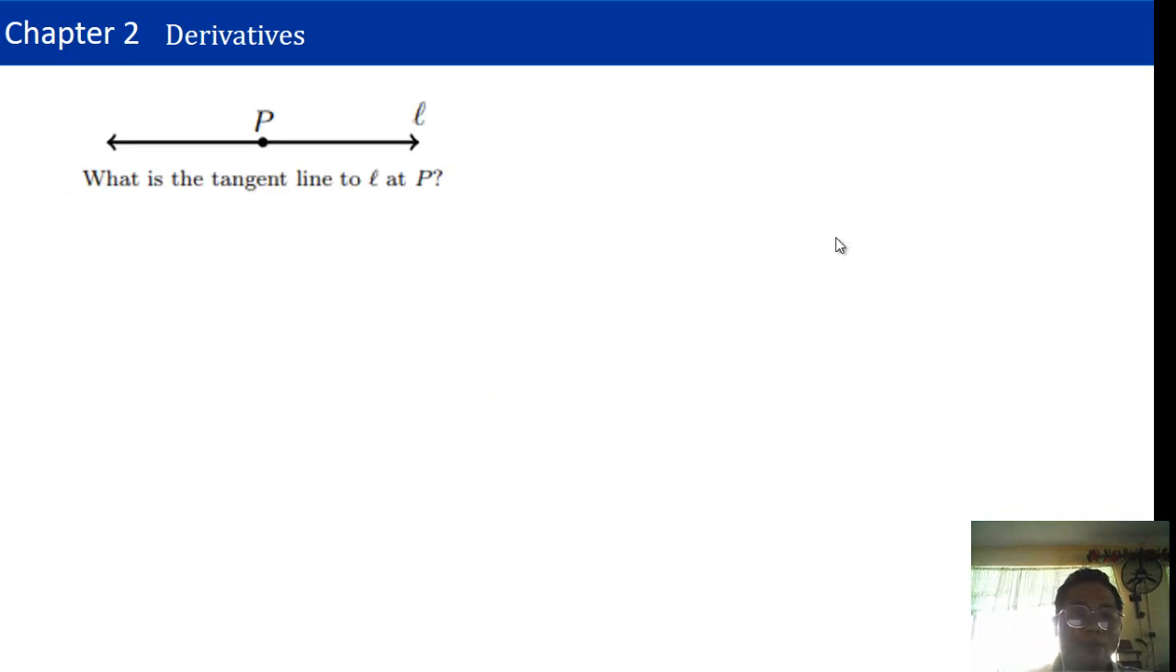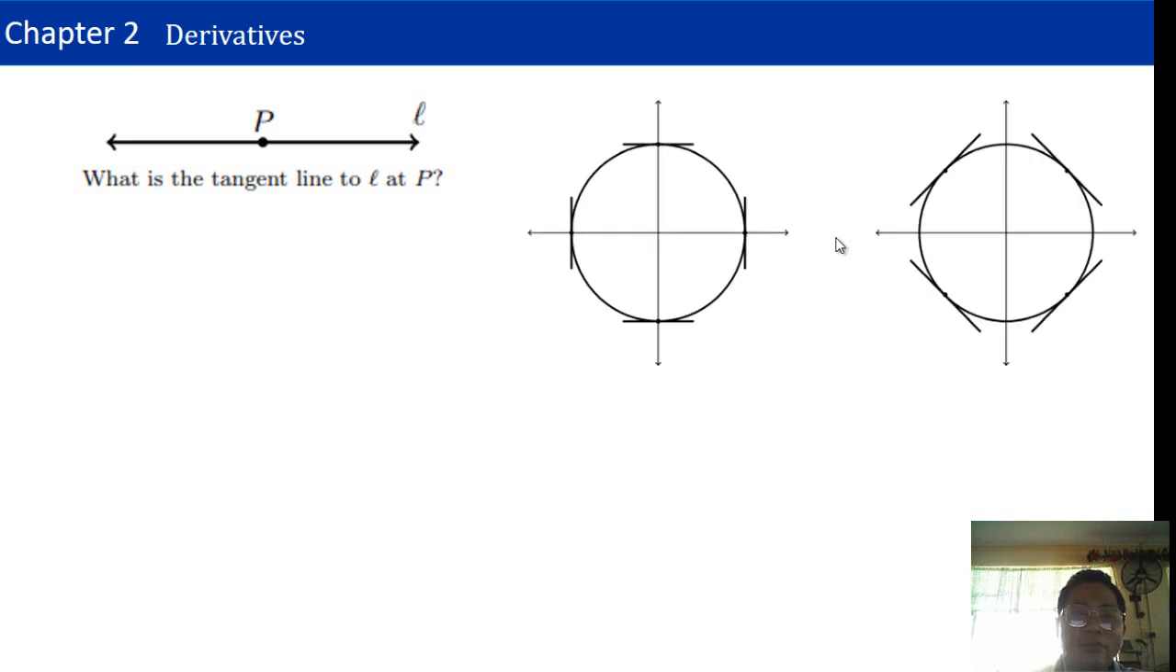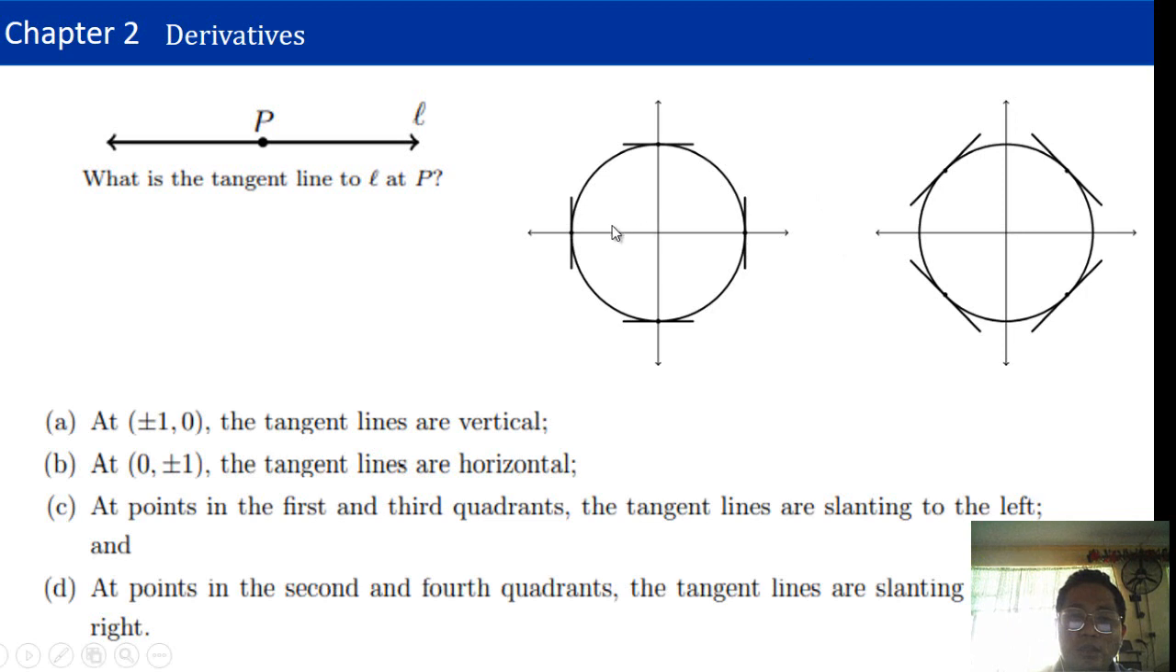Okay. So, what is the tangent line to L at P? Kung straight line siya, lahat ng line na intersecting or we call that coinciding to the line is called tangent line. If we have here a circle, ito ang tangent line. So, ito yun, positive 1, 0, negative 1, 0. The tangent lines are vertical. Okay. At 0, positive, negative 1, ito yung mga point na ito, the tangent lines are horizontal. At points in the first and third quadrants, the tangent lines are slanting. And to the second and the fourth, the tangent line is slanting to the right also.